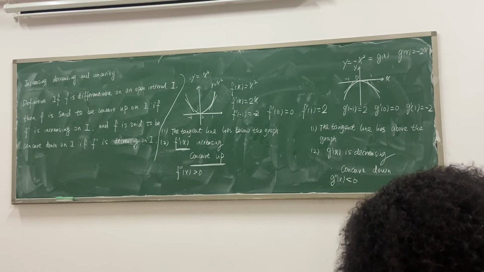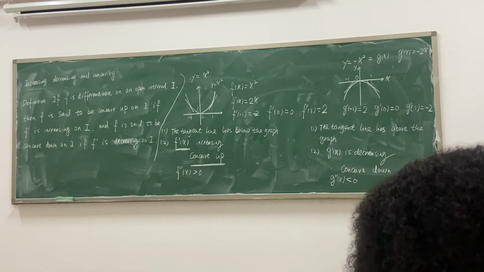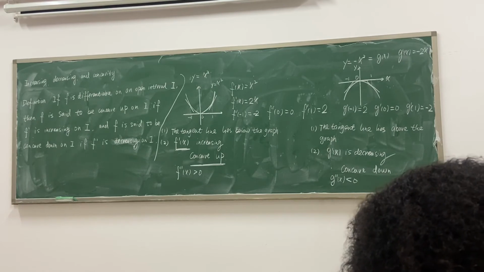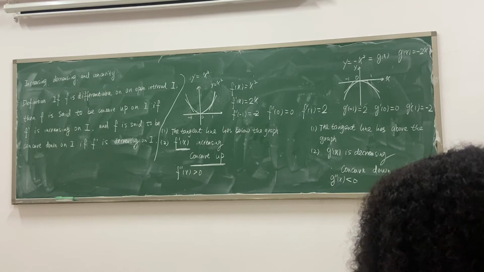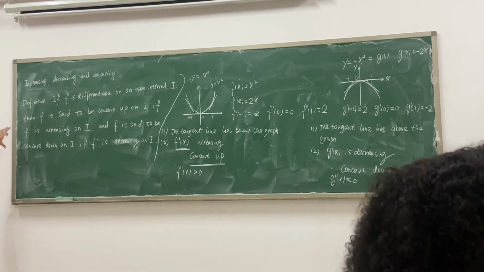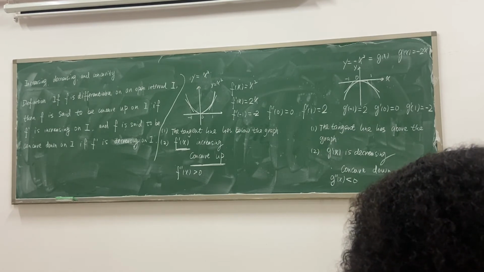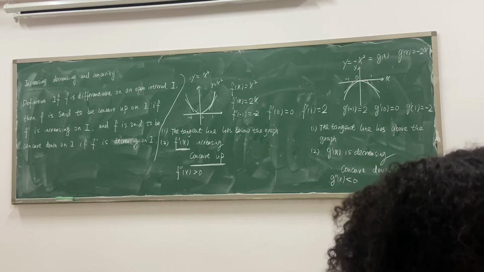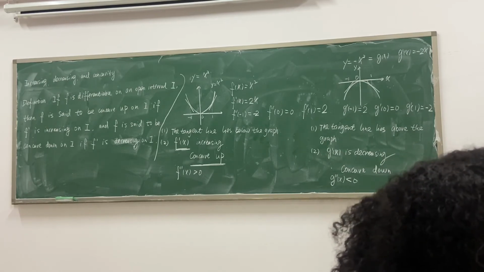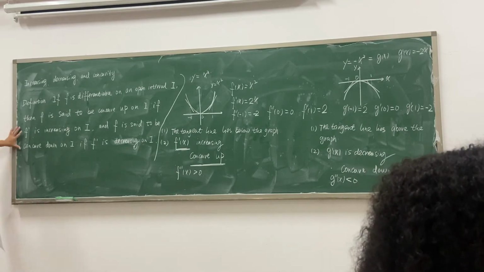So just remember this. F prime is increasing, concave up. F prime is decreasing, concave down. I think it's easy. You just remember this, it is the key point.